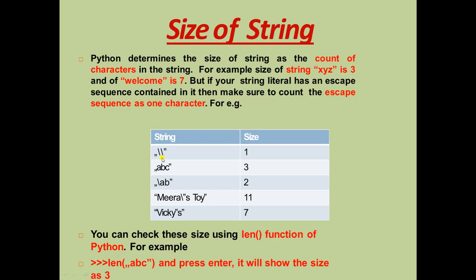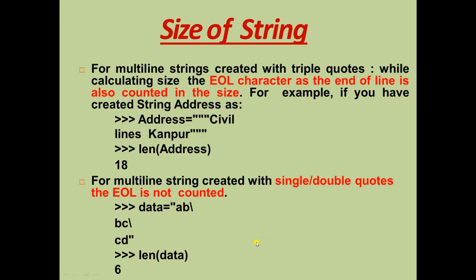For example, here this is the escape sequence and you are using the backslash, so the size of the string is 1. Now here the size of the string is 3. Here this \A is an escape sequence, so the size of the string is 2. Now here 11, here 7. And the len function is also there for checking the length of the string.